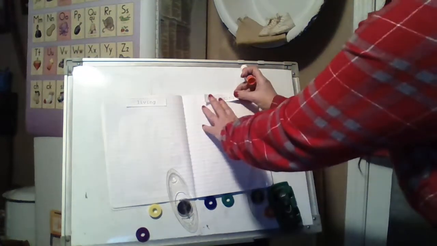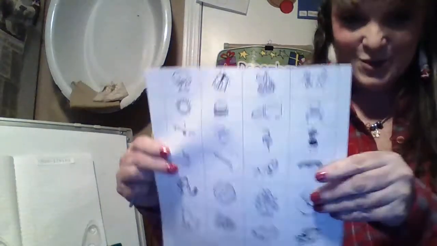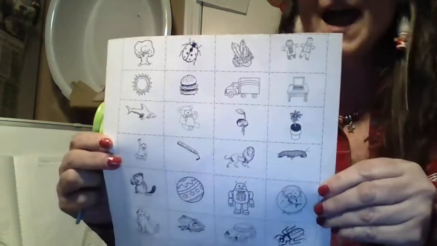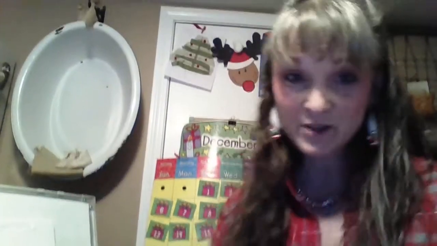And then on this side, it's going to be non-living. Now I'm putting my glue cover back on because I won't need it for a few minutes. Can you see? Living on one side, non-living on the other. And then that's when we go back to our pictures. Now what I'm going to do, some of these are really tricky. It's nice if you have someone there to talk to about it.